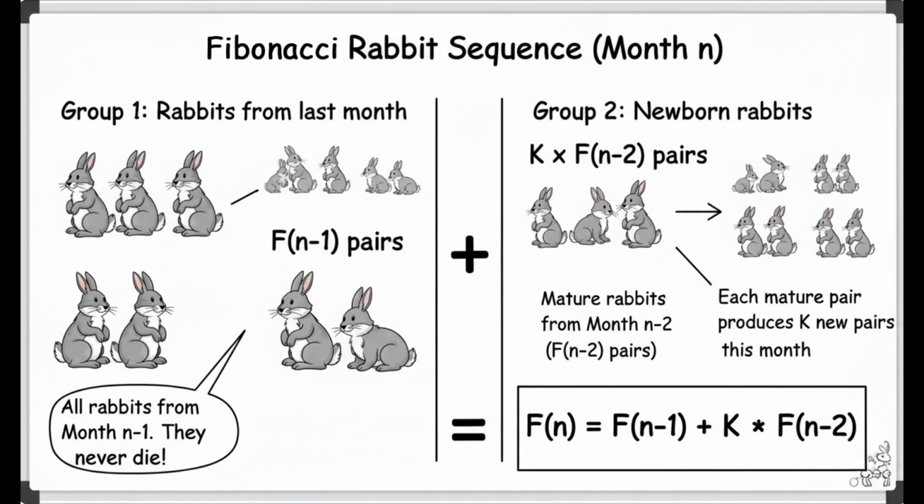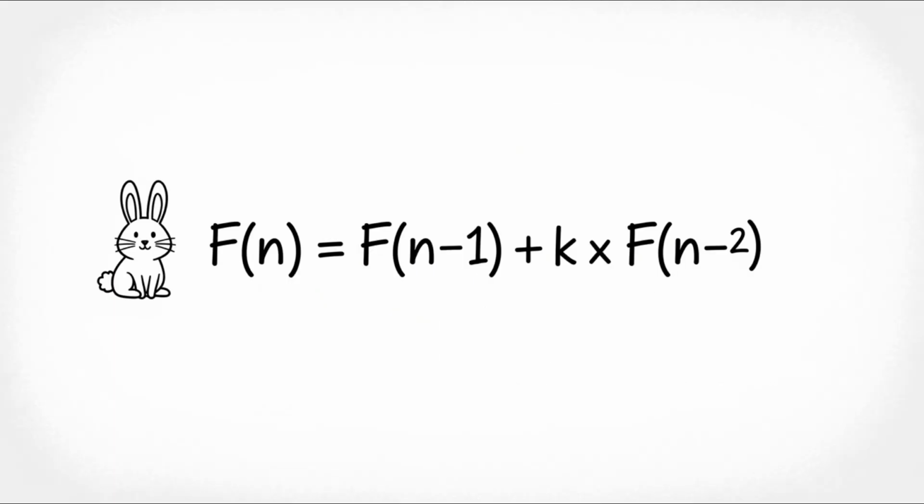Group 2, newborn rabbits. Who can reproduce this month? Only rabbits that were already mature last month. How many mature rabbits were there last month? Well, any rabbit that existed in month n-2 is now mature. That's f of n-2 pairs. Each of these pairs produces k new baby pairs, so we get k times f of n-2 new baby pairs. Therefore, f of n equals f of n-1 plus k times f of n-2. This is our recurrence relation.